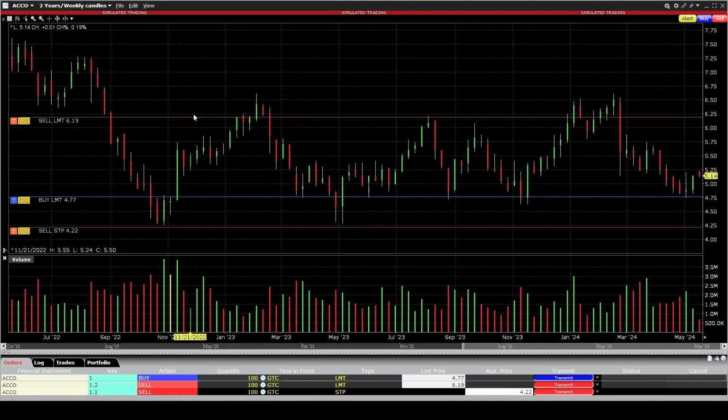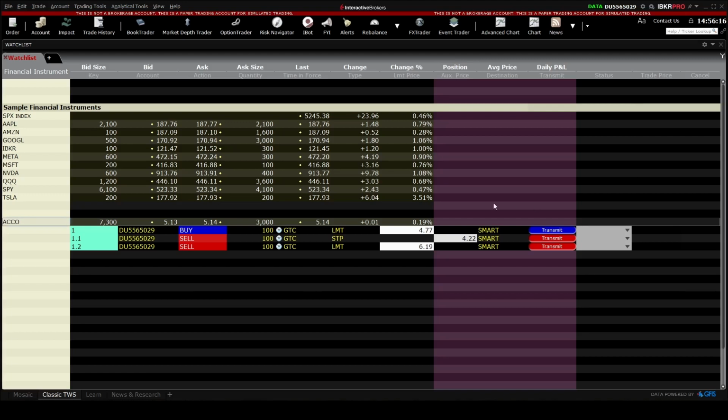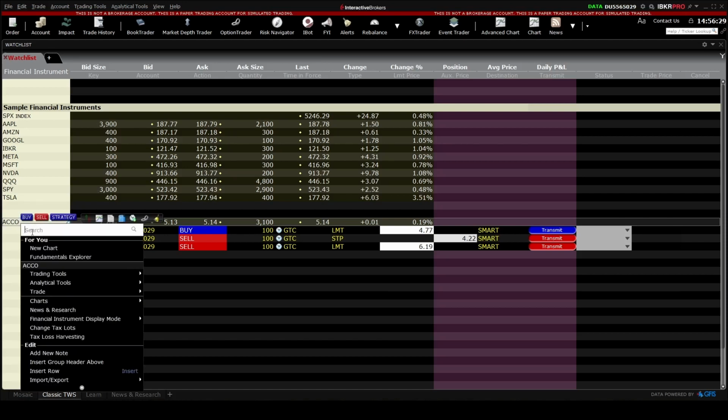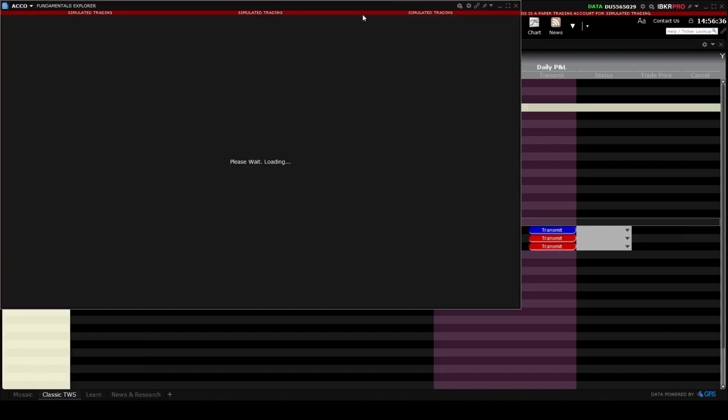Now, I also want to show you the Fundamentals Explorer. So we're going to go back to the Trader Workstation page, which we're just going to leave this chart for a minute. And as you can see, all my orders are here. I would just click transmit to do the order live. But here, I still have my ACO symbol here. And let's say I saw the chart, but now I want to learn a little more about ACO. And once again, I right-click the symbol, and instead of chart here, I'm going to click Fundamentals Explorer.